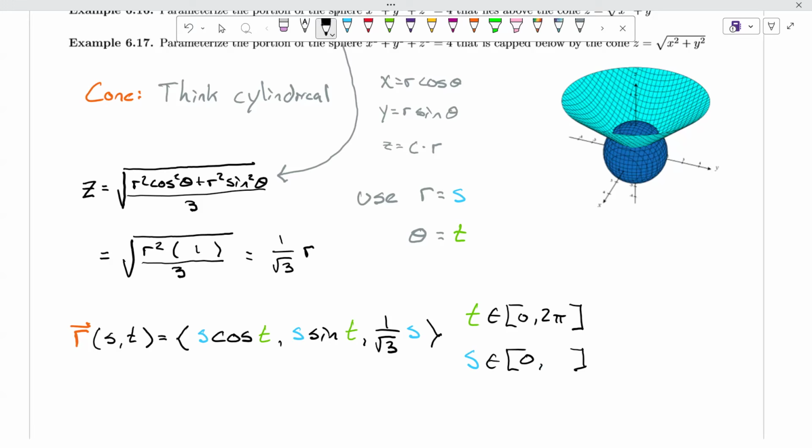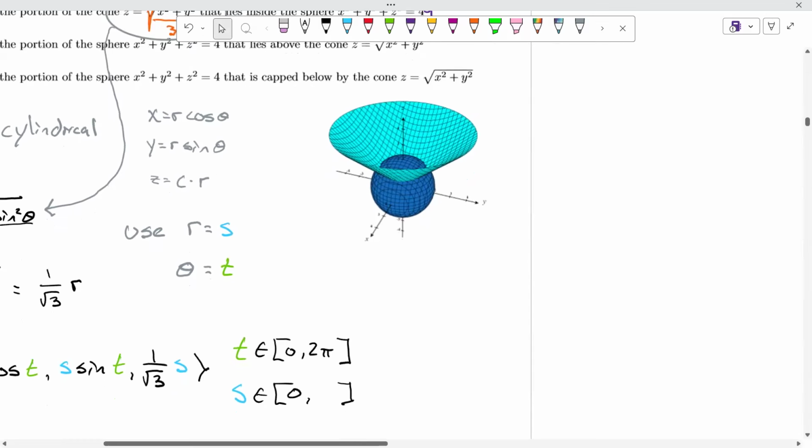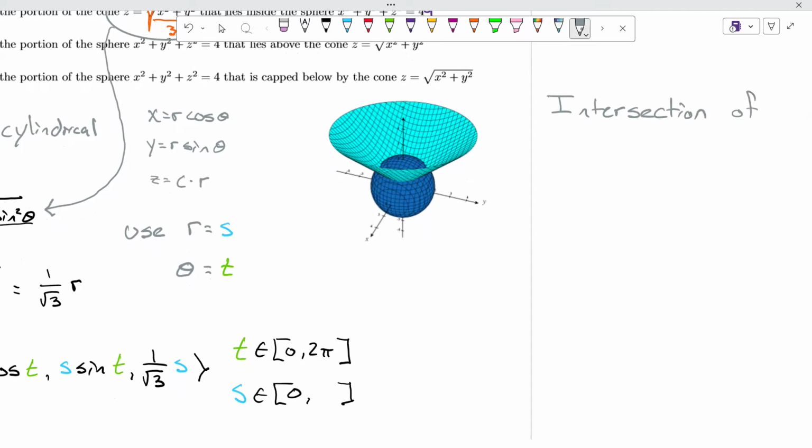That'll also help us when we get to parameterizing the sphere, which is going to be the second half. But okay, let's go over here into the margins and write down the intersection of the sphere and the cone.